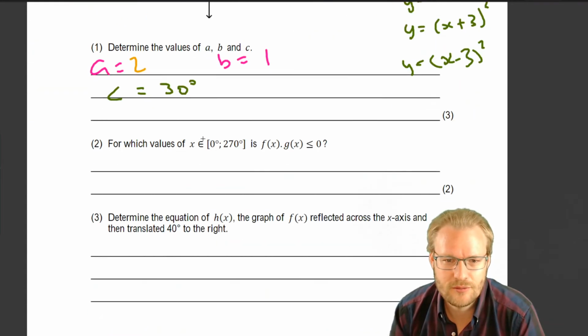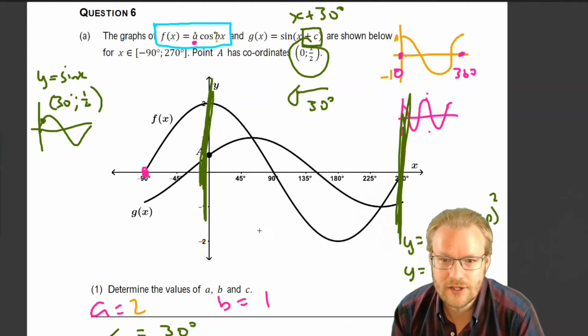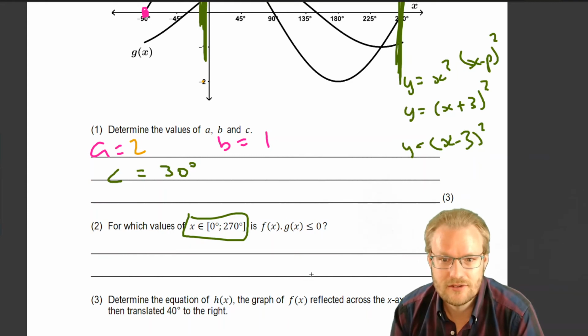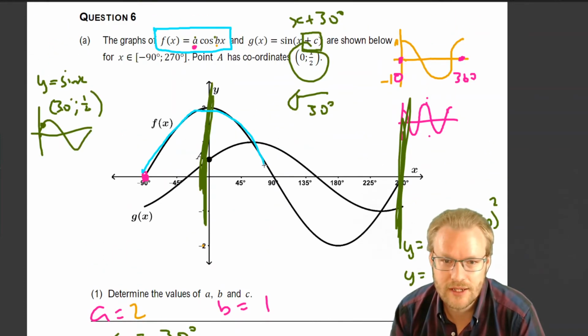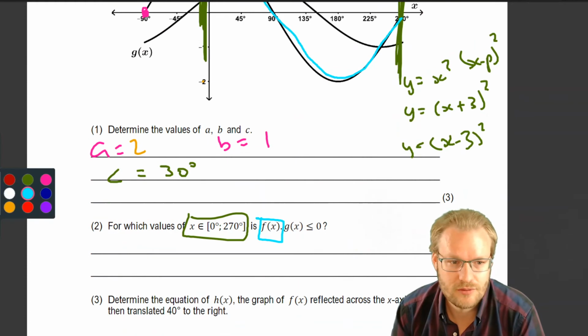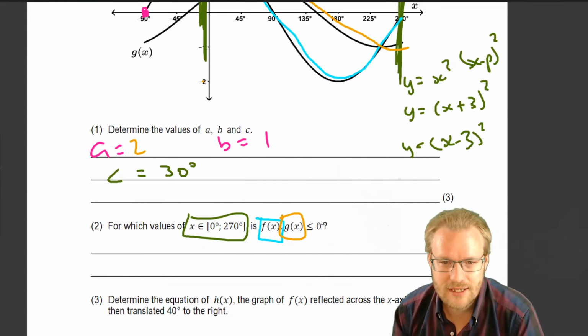So for which values between 0 and 270, so just between here and here, that's where we're looking, is f of x times g of x less than or equal to 0. So f of x we've put in blue, so when you're multiplying the two graphs, but we actually only care about between there and, what should we make the other one? Yellow. And g of x, so when you're multiplying them, it's less than or equal to 0.